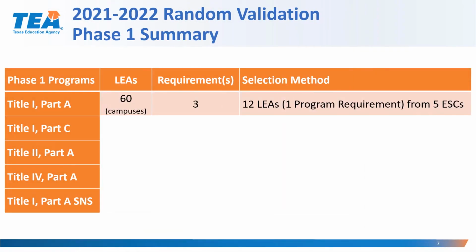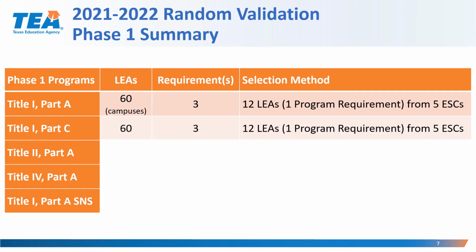In summary, for Title I Part A, again, there will be 60 LEAs that are selected with 1 randomly selected campus per LEA. There will be 3 requirements. 12 LEAs will be selected from 5 ESC regions, and each LEA will only be required to submit documentation for 1 selected program requirement. LEAs will be notified upon selection which program requirement they are to submit documentation for.